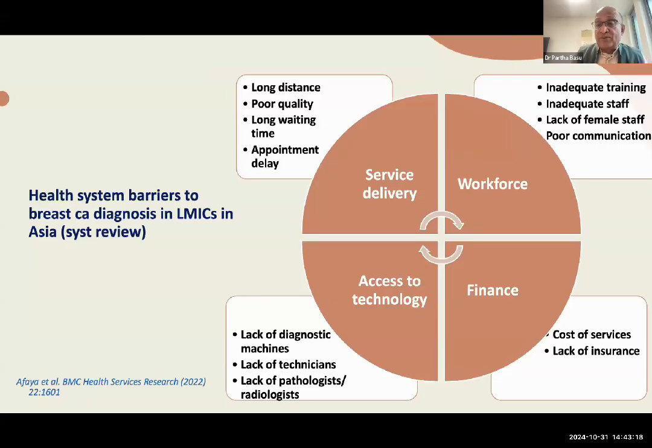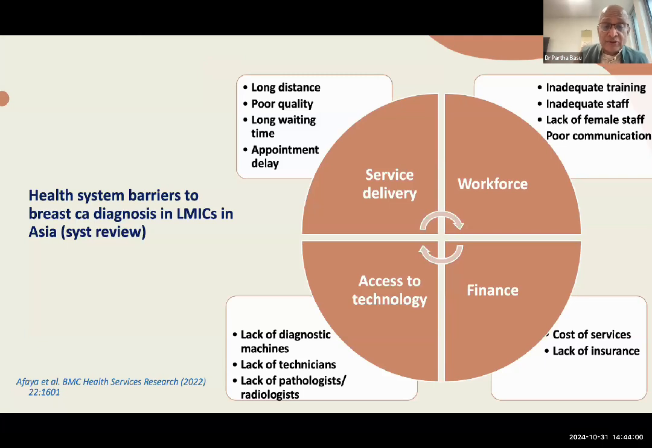Primary healthcare providers do not have an adequate index of suspicion that a woman complaining of a small lump in the breast, or of bloody nipple discharge, should be examined properly. And that can be a big hindrance. Also, lack of female staff in primary care can be a barrier in many cultures. So we need to think about that. We need to think about the financial constraints. In some settings, the examination in primary care is free. But when the woman goes into the diagnostic care pathway and treatment pathway, they have to pay. So that can act as a barrier.